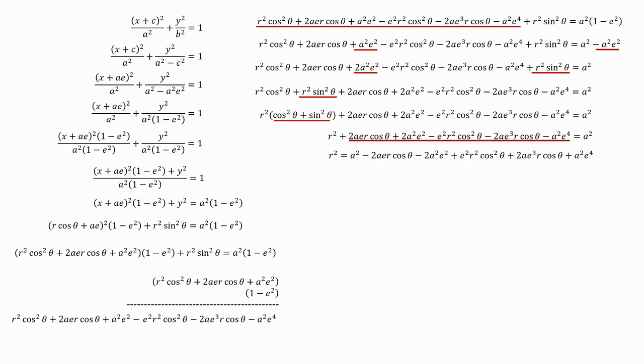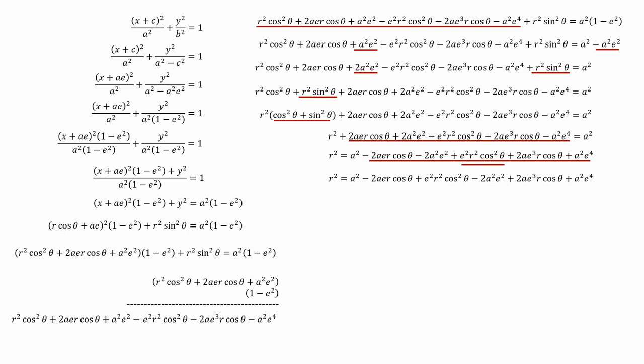Now, I am taking all these terms and subtracting them from both sides of the equation. So now r squared equals a squared, the term on the right, minus 2aer cosine theta minus 2a squared e squared plus e squared r squared cosine squared theta plus 2ae cubed r cosine theta plus a squared e to the fourth. And that was simply moving all those terms to the right.